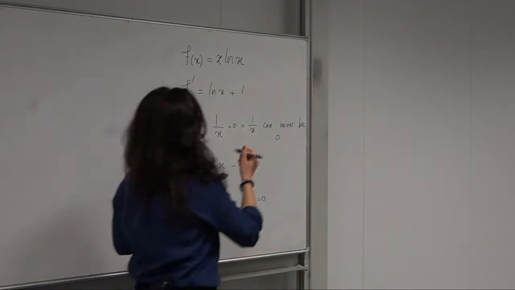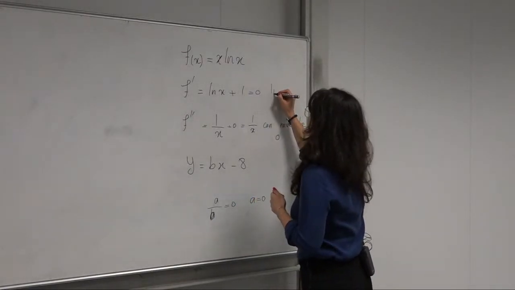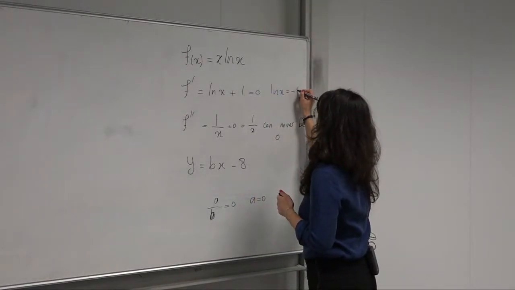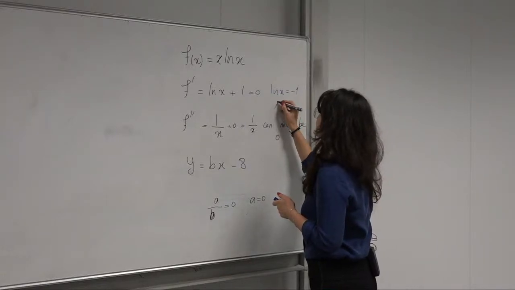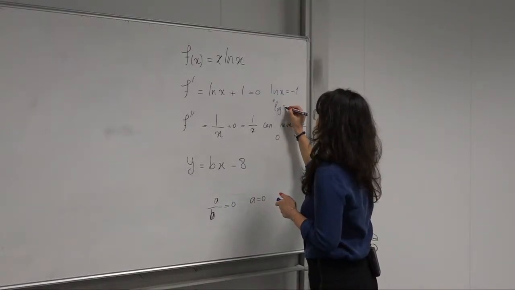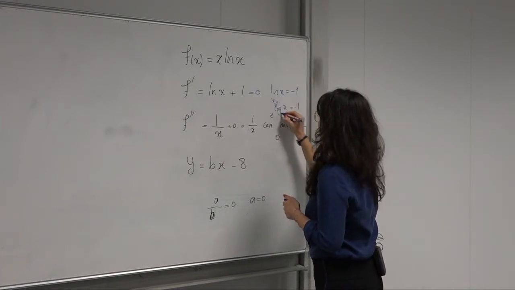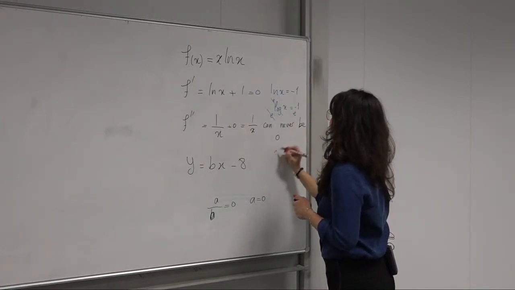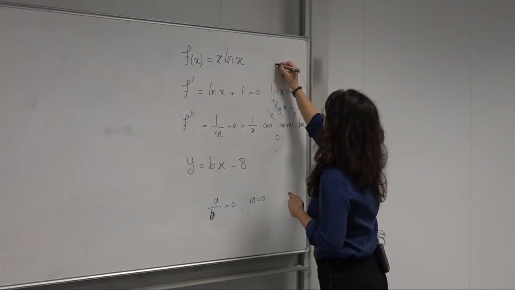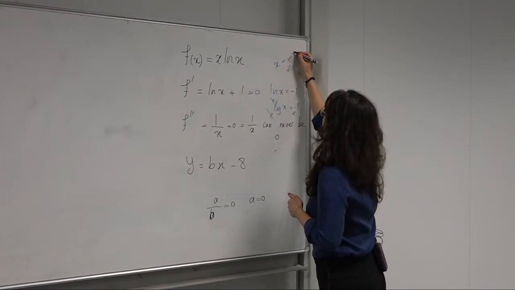And this one, if it is equal to 0, then ln x should be minus 1. And what is ln x? Again, 1, e here. This one cancels this one. Then x is equal to e to the power minus 1.